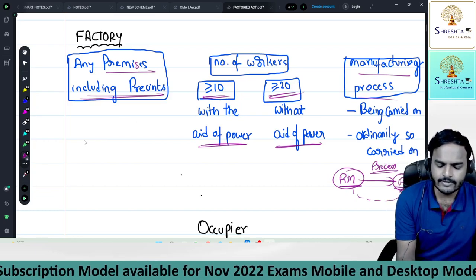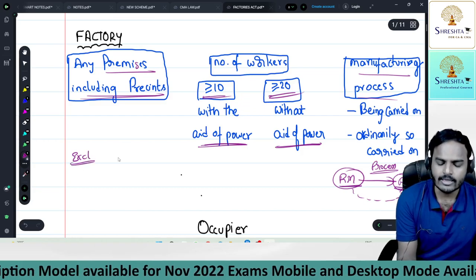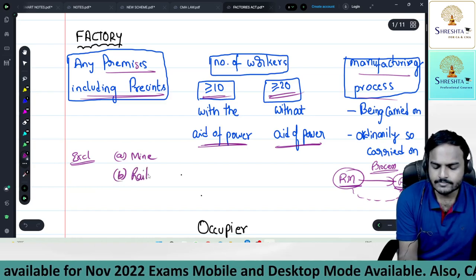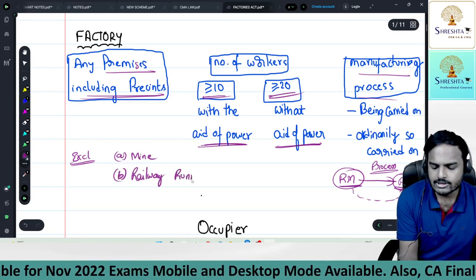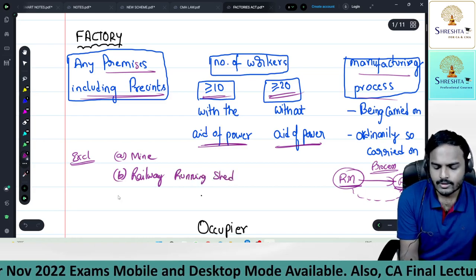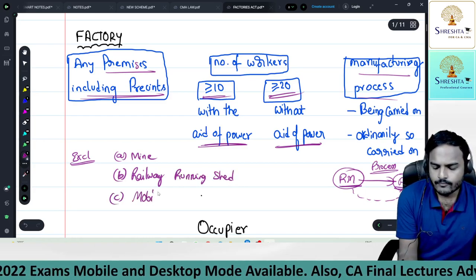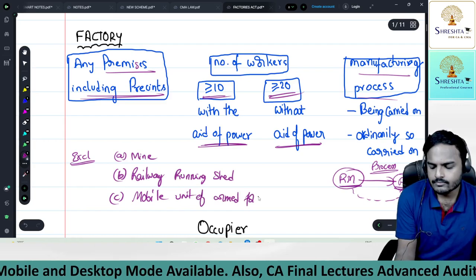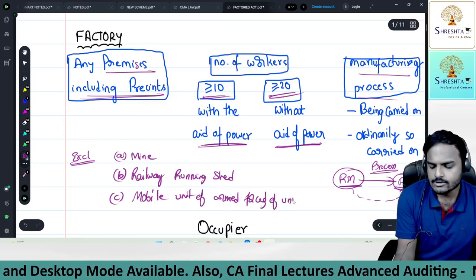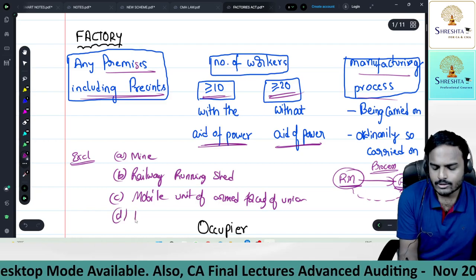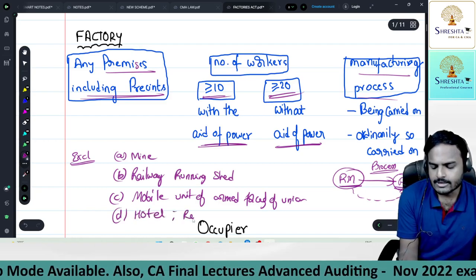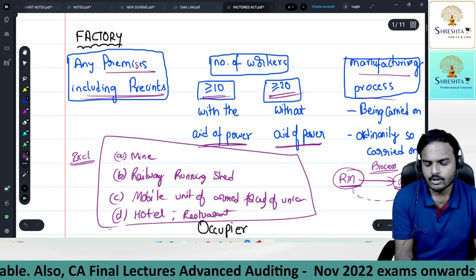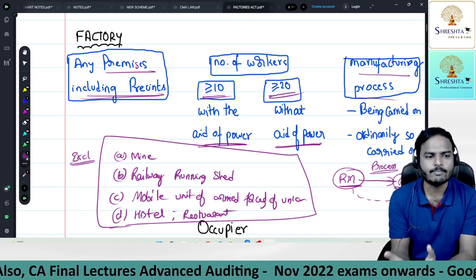But while reading the factory definition, certain industries are excluded. That is, first one, mines. Next one, railway running shed. Next one, mobile unit of armed forces of Union. And next one, hotel, restaurant, eating places. So don't think, sir, why these are excluded from the definition of factory, that they have privileges, sir. Don't think like that. No, they have a separate set of rules and regulations.